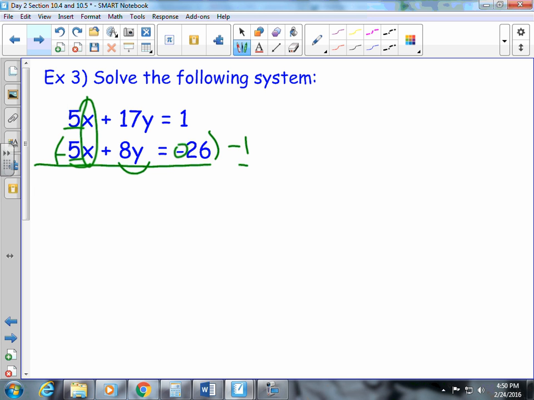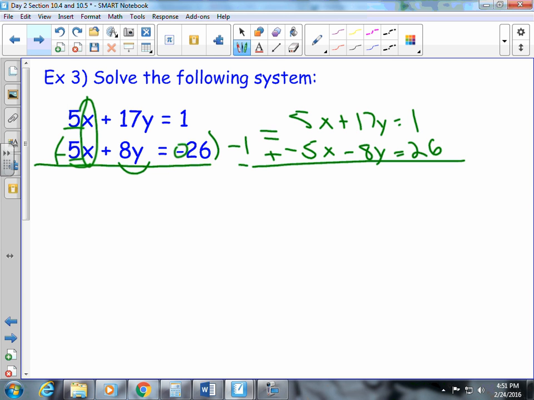Okay? So I'm going to rewrite the whole thing. So it'll be 5x plus 17y equals 1. And now it'd be -5x minus 8y equals positive 26. Now when I add up the two equations, I'll get x to cancel out. So x is gone. I got 17y minus 8y, which gives me 9y. And now that's equal to 26 plus 1 is 27. Divide both sides by 9. Y is equal to 3.